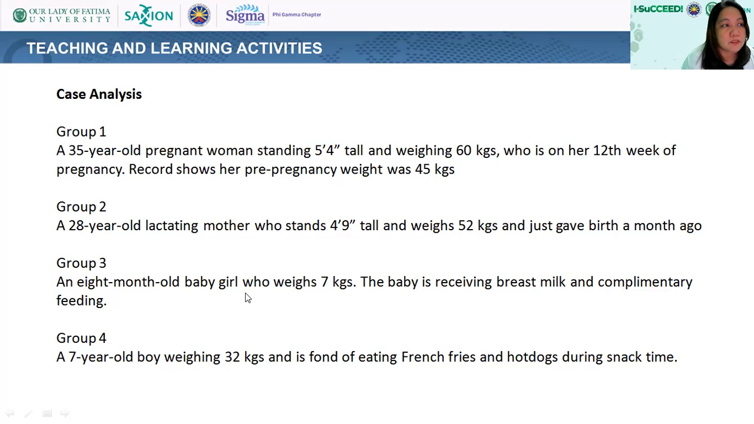Here are the examples of case analysis. These are the scenarios that will be given per group. For group 1, here is the scenario. Group 2, group 3, and group 4.